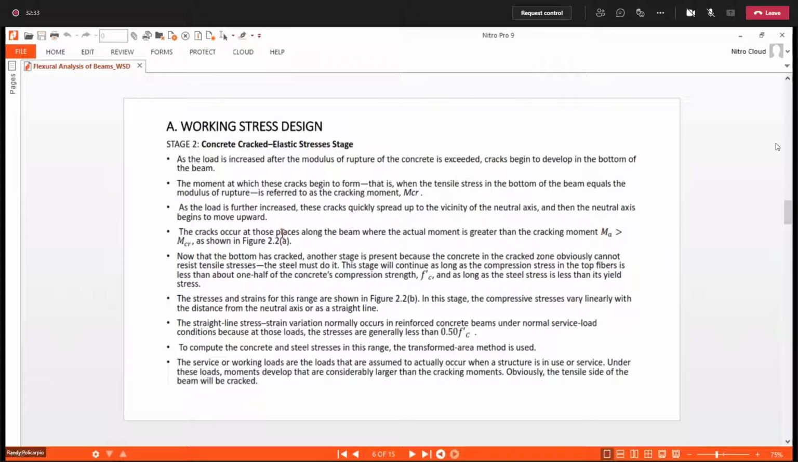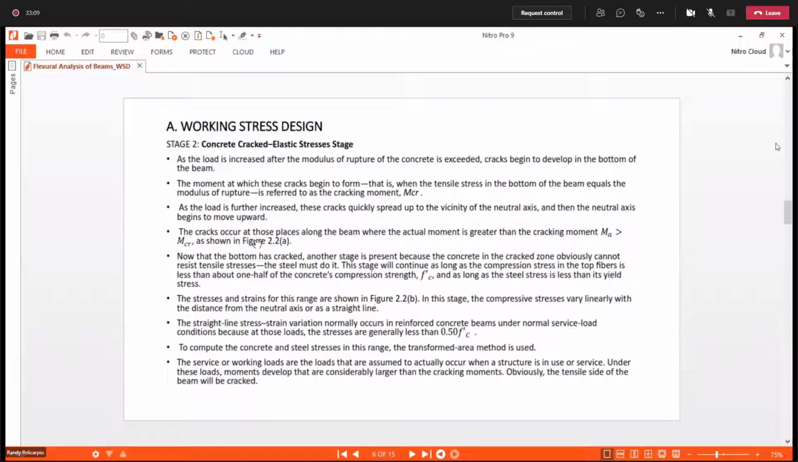So as the cracks spread up to the vicinity of the neutral axis, okay, so your depth of your neutral axis with respect to the top, wherein we are referring to the compressive part, lumiliit yon, no? Lumiliit na. So yun yung mga ma-observe mo kapag nag-crack na yung concrete natin.